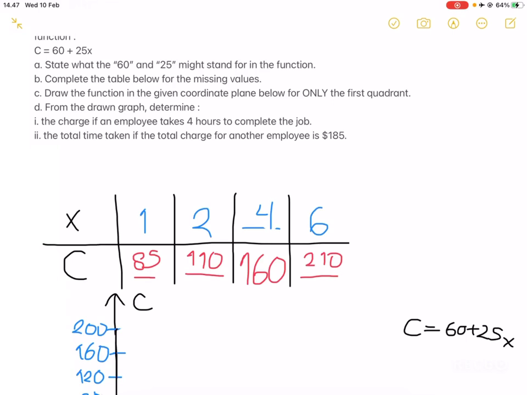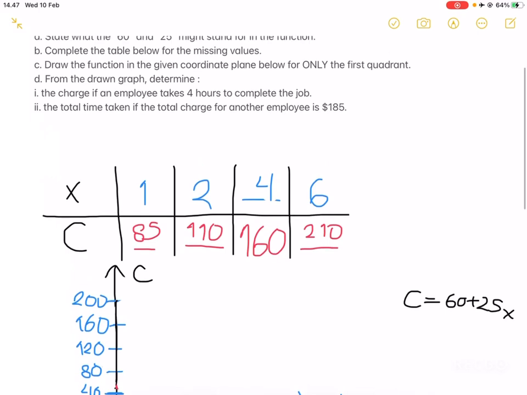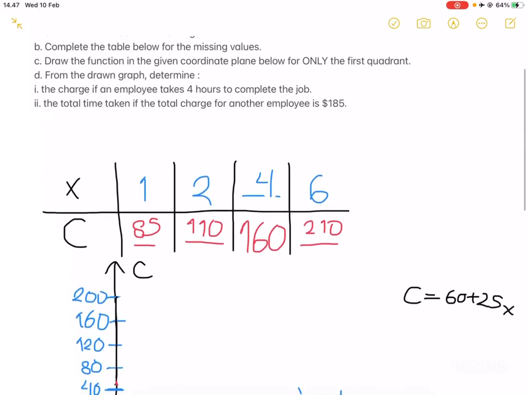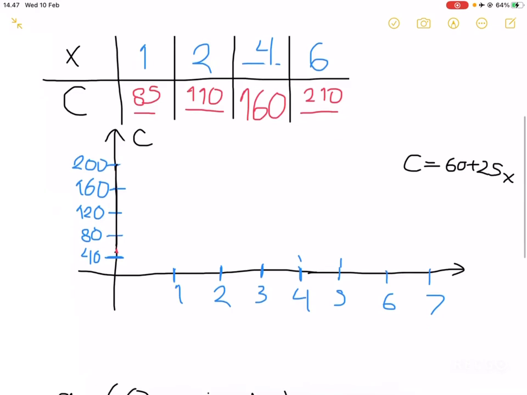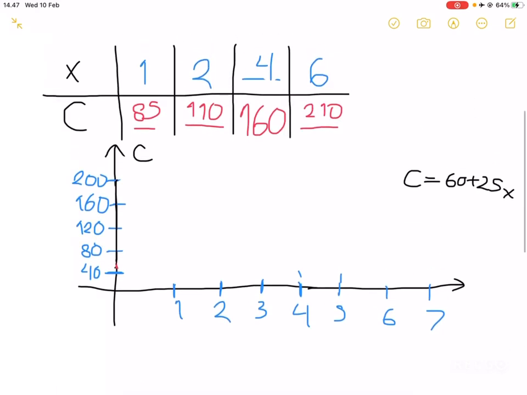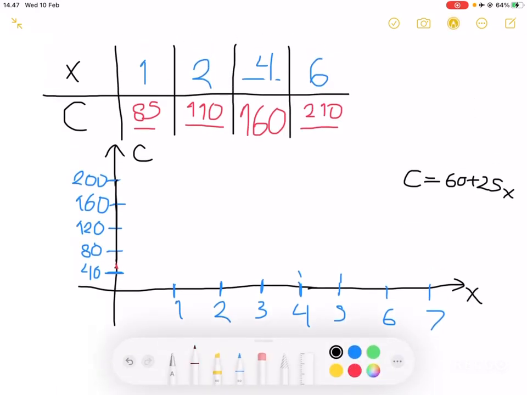Alright, and for part C, draw the function in a given coordinate plane. We go for only the first quadrant because we don't like negative charge and negative time. And I should have added the x-axis. There we go. So keep in mind our y-intercept is at y equals 60, so it's somewhere right here. And we can just obtain that from the general formula by inserting the coefficients. So let's just plot our points in the plane.